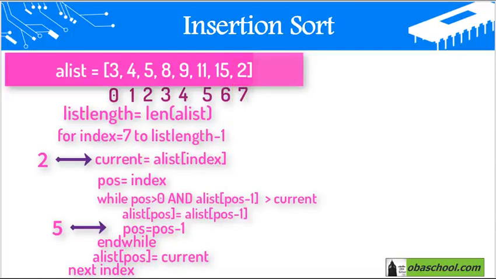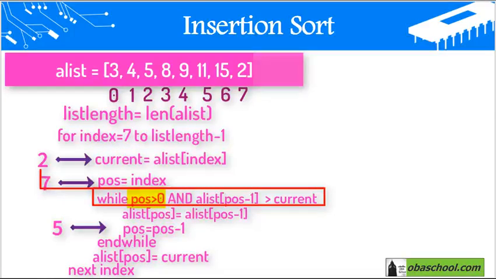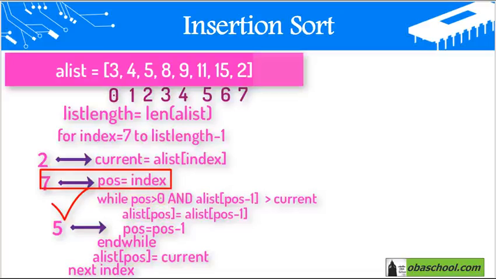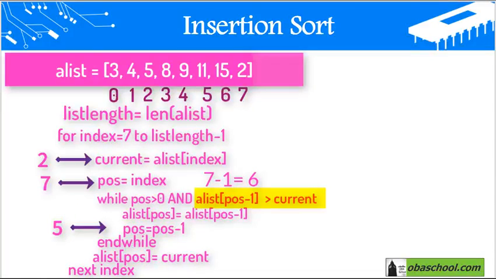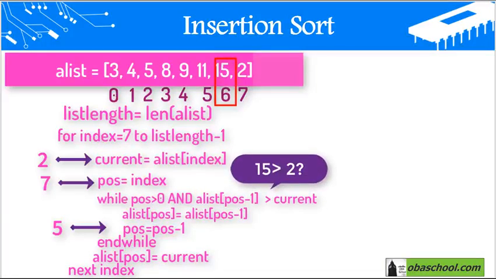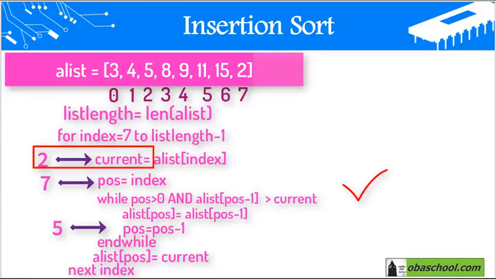And we are putting in variable pose the new index, which is 7. Now we will go to loop while pose, which is 7 greater than 0; this condition is true. And a list pose minus 1, which is 7 minus 1, is 6. The value found on index 6 is 15. Is 15 greater than the current, which is 2? This condition is correct. So we enter a loop while to switch the numbers.